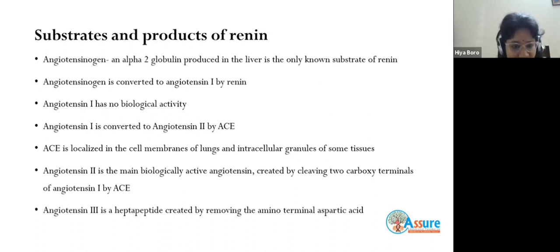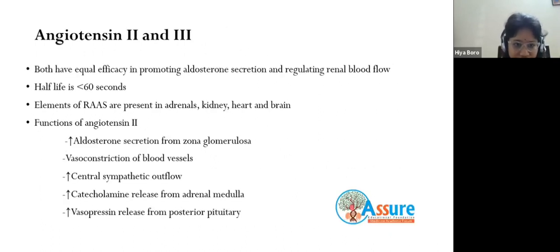This angiotensin converting enzyme is localized in the cell membranes of the lungs, and the intracellular granules of some tissues. And angiotensin 2 is the main biologically active angiotensin, which is created by cleaving two carboxy terminals. And angiotensin 3, you don't need to know. Angiotensin 2 is the main biologically active angiotensin.